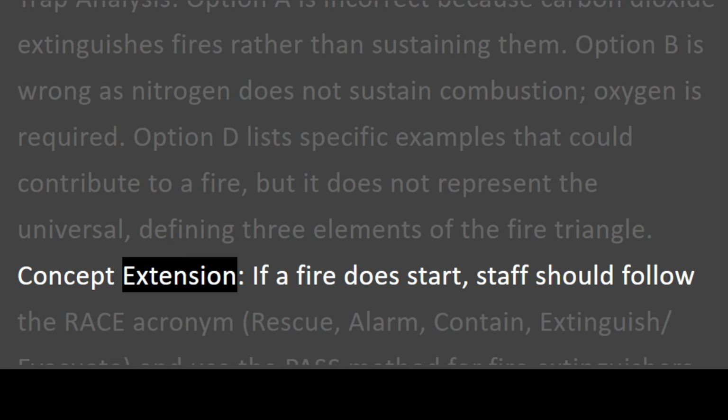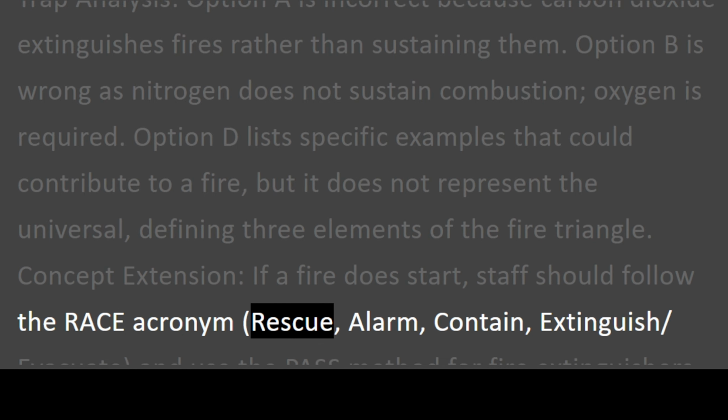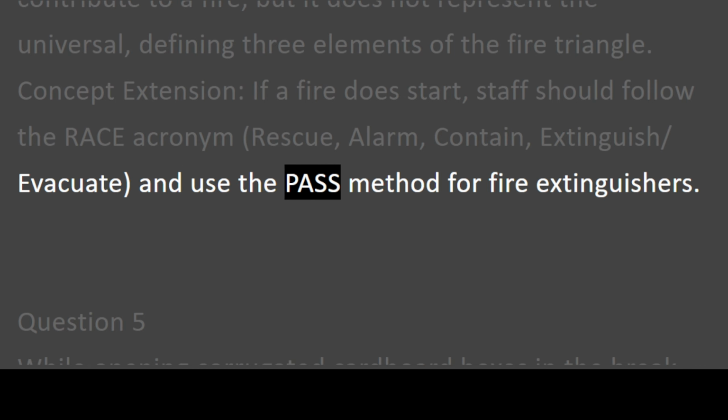Concept extension. If a fire does start, staff should follow the RACE acronym: rescue, alarm, contain, extinguish/evacuate, and use the PASS method for fire extinguishers.